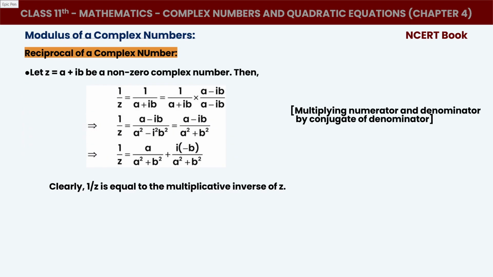So now we are going to understand a very important property, that is reciprocal. So students, if we have any complex number z in the form of a plus iota b, then what is the reciprocal? It is 1 by z, where the value of z is a plus iota b. Now multiply by a minus iota b and divide by a minus iota b. We multiply the numerator and denominator by the conjugate. Conjugate I have already discussed.